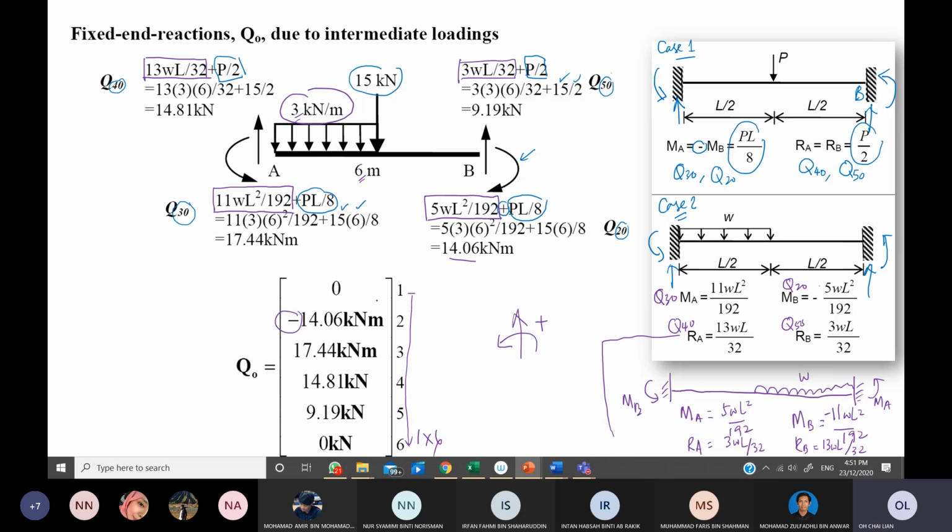Then Q3 naught is from 17.44. Q4 naught is from 14.81. And Q5 naught is from 9.19. There is no Q1 naught, there is no Q6 naught, equal to 0.